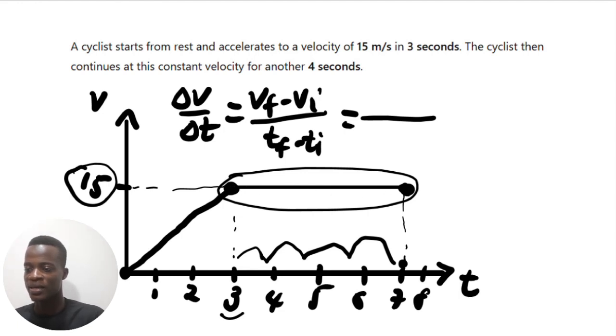The velocity is always measured on the vertical axis, so the final velocity is 15 minus the starting point, which is also 15. You can't get anything but 15 minus 15. So the initial and final velocities are the same.